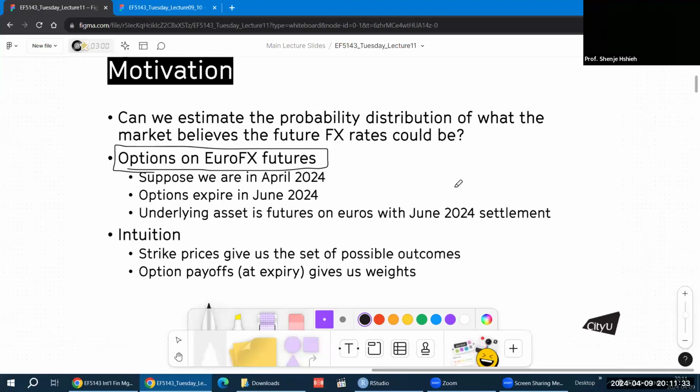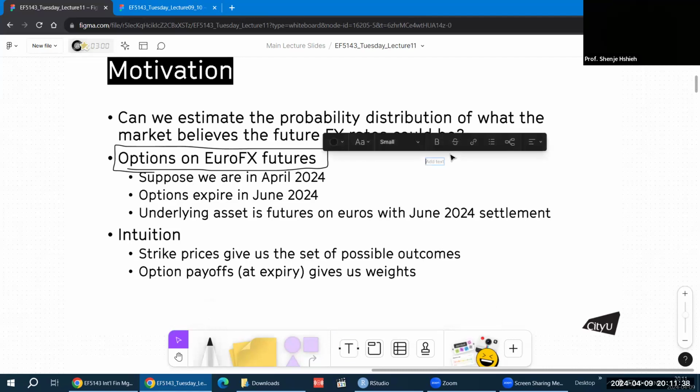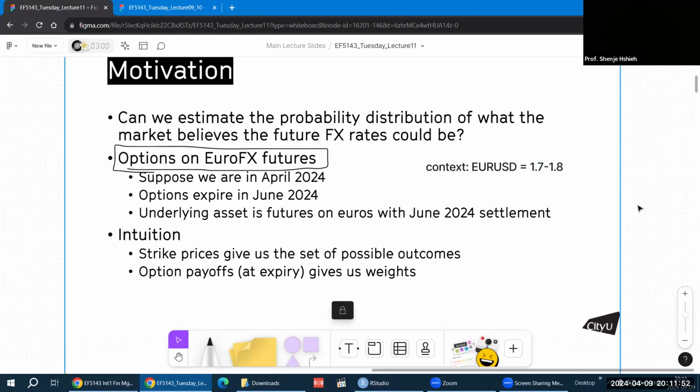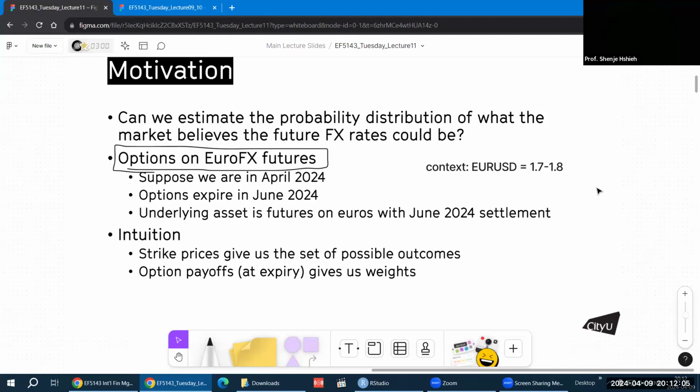So to give you an idea, the price of the euro in terms of USD is about 1.7 to 1.8, I think. Okay, just to give you an idea. So as you can imagine, strike prices could be lower than 1.7, could be higher than 1.8, right? So that gives us some space of possible realizations.